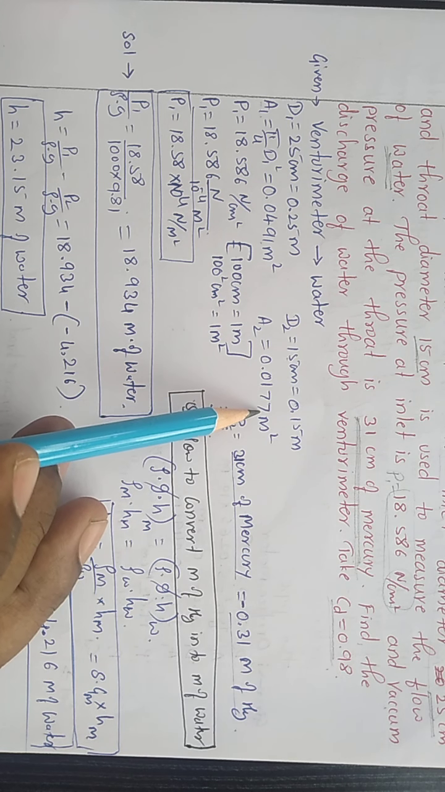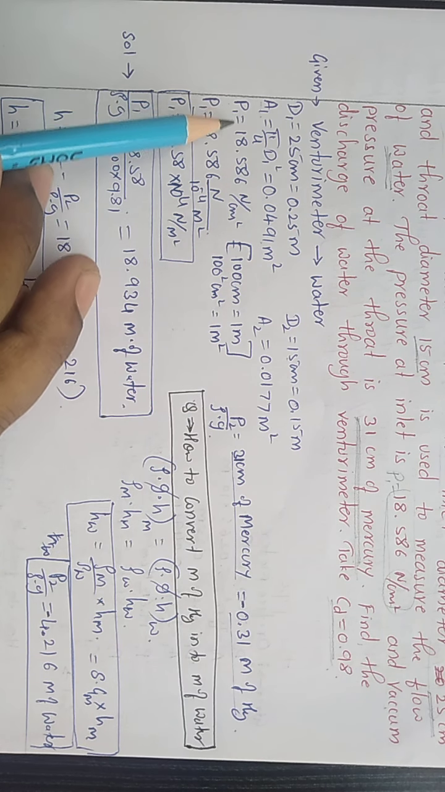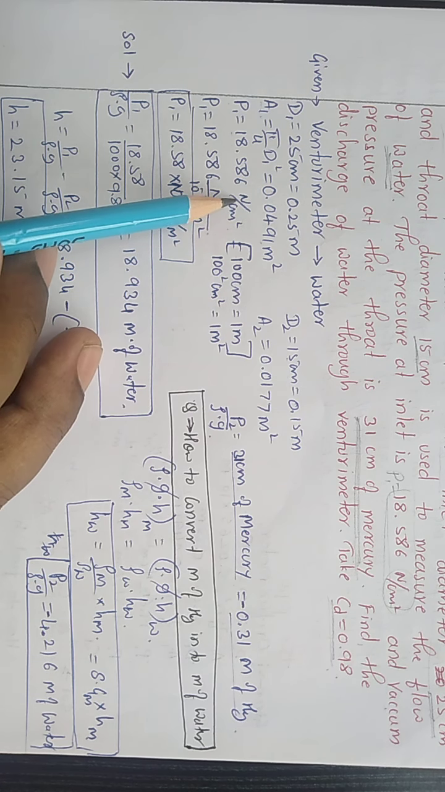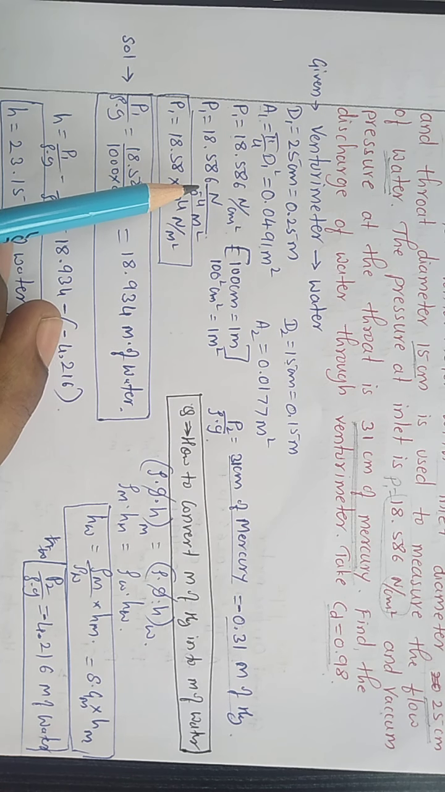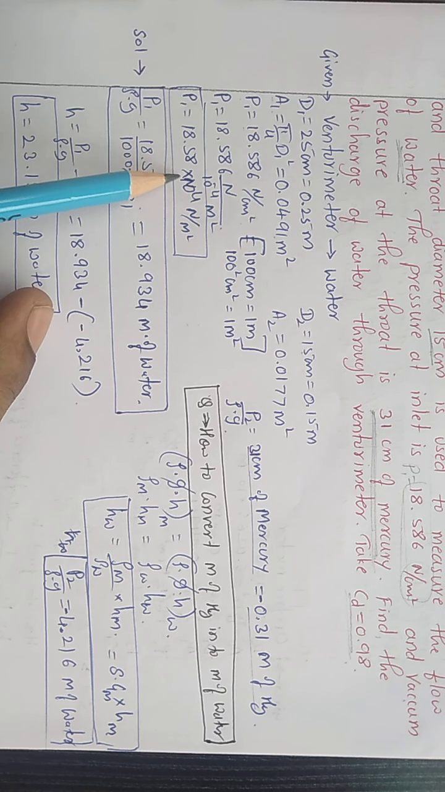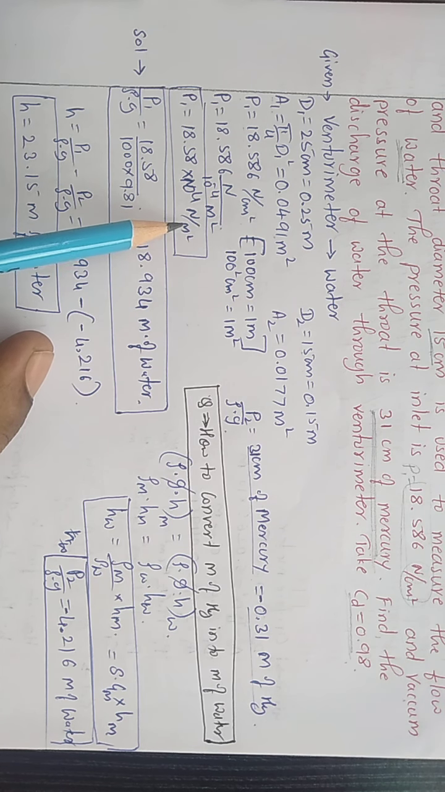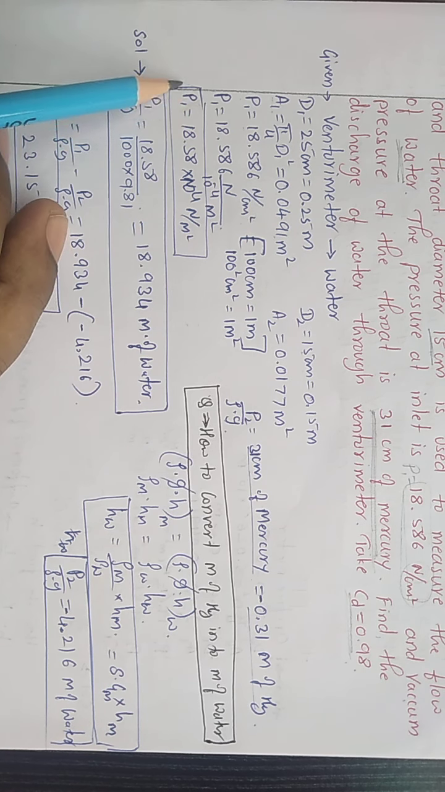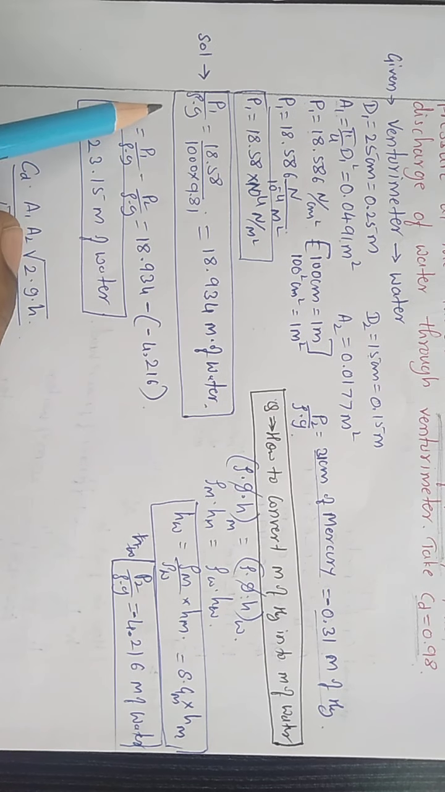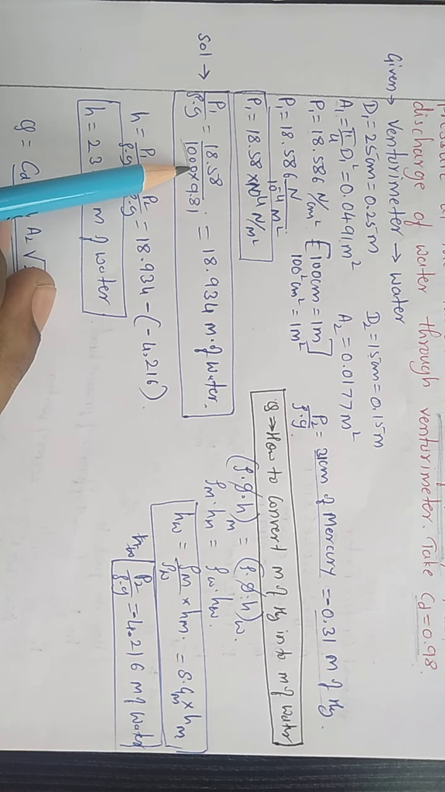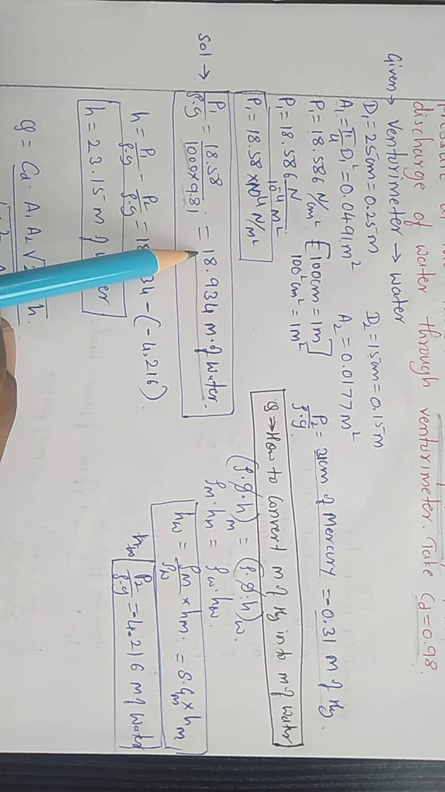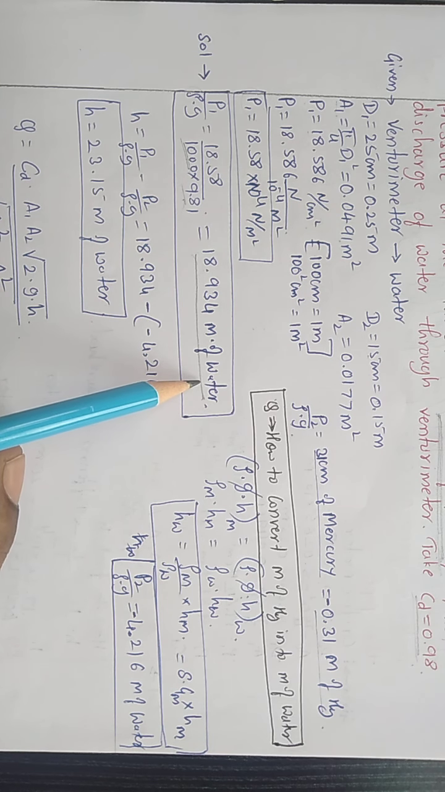P1 has been given as 18.586 Newton per centimeter square. You convert this Newton per centimeter square into Newton per meter square; I have given the conversion. So P1 will be 18.58 into 10 raised to 4 Newton per meter square. Now I am converting this P1, the pressure, into pressure head. To do that, we have to divide it by rho g. Since we are using water, density is 1000 and g is 9.81, so the pressure head we get is 18.934 meter of water.